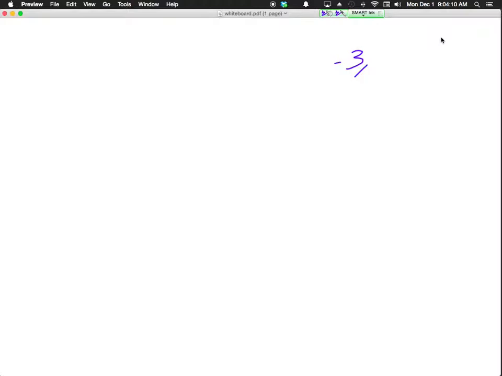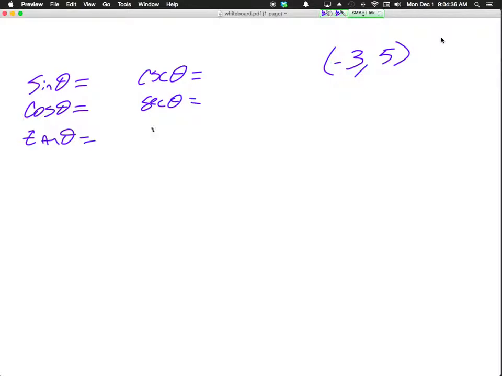So let's do -3 and 5. We want the 6 trig functions of the angle whose terminal side goes to the point -3, 5. Alright, so what do I want to do first? Just like I did on the first two, find R. Pythagorean theorem to find R. So R squared equals 9 plus 25. R squared equals 34. R equals square root of 34.